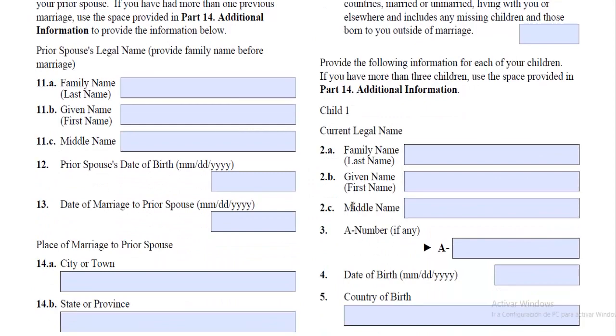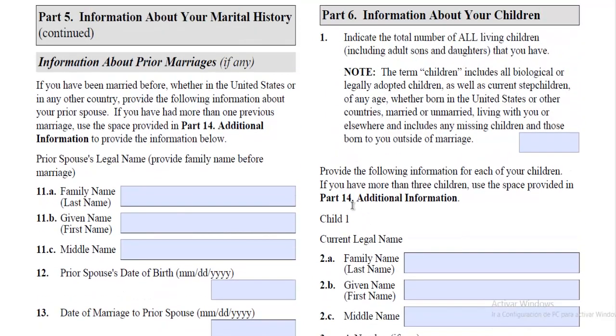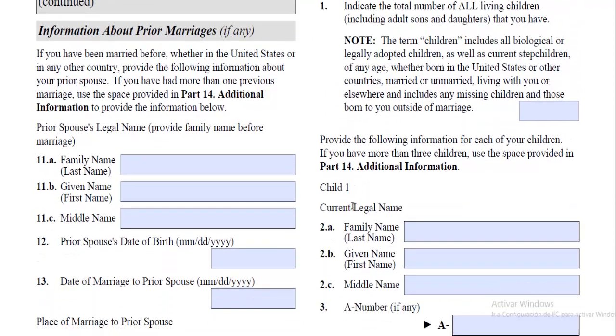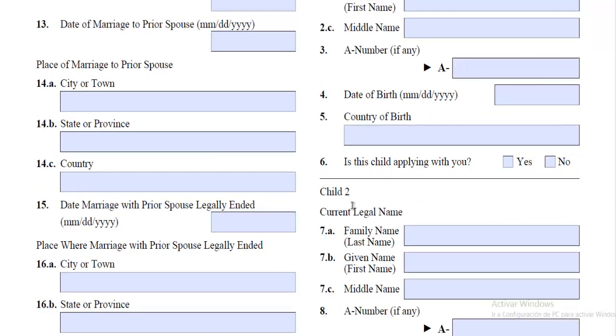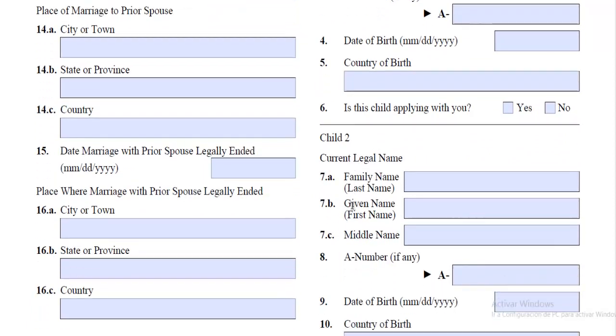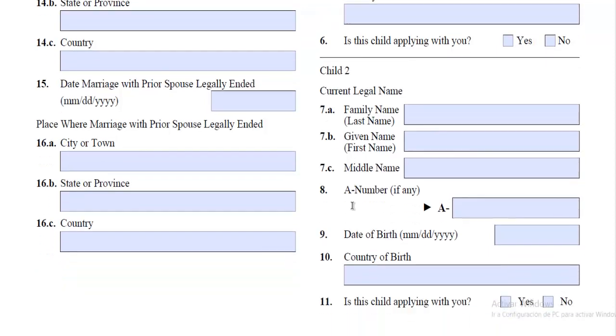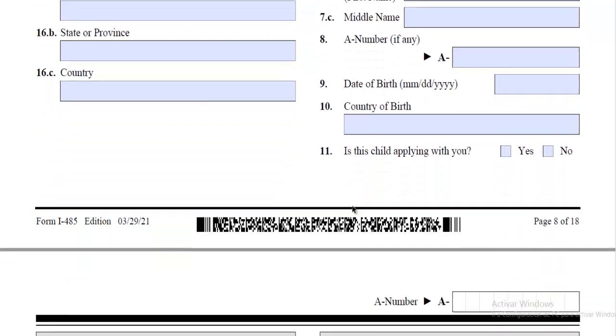And also write all those children. So indicate the total number of your children and their names, if they have an alien number, date of birth, and country of birth, if they're applying with you. If not, no. And it keeps on, okay?